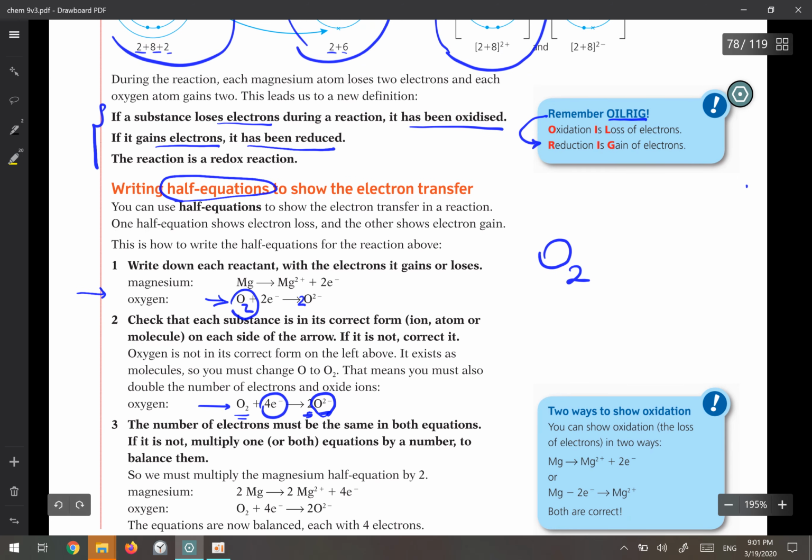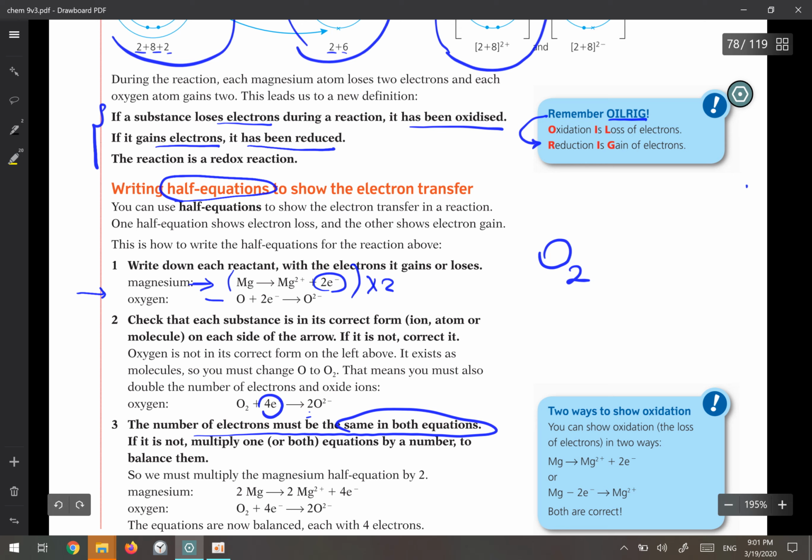Okay, but the amount of electrons gained here must be the same as the amount of electrons lost here. Otherwise, where do the two extra electrons come from? So that's why you have to multiply this one by 2 to make the number of electrons equal. The number of electrons must be the same in both equations.